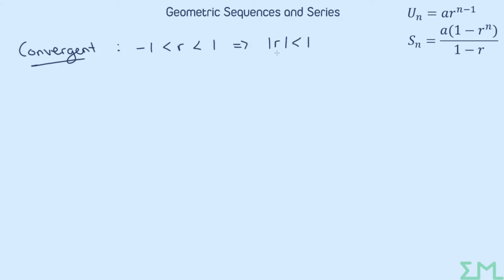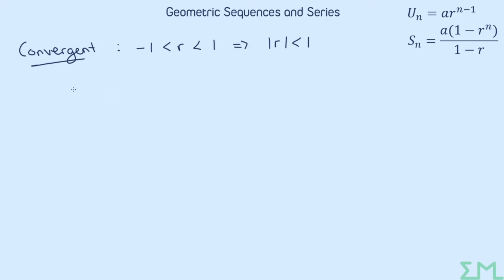So this is the only time that we can use the sum to infinity formula, because if the series is not convergent, i.e. divergent, then if you try to add up the terms to infinity, you will just get a very large number that continuously grows. You cannot work it out as a single value.